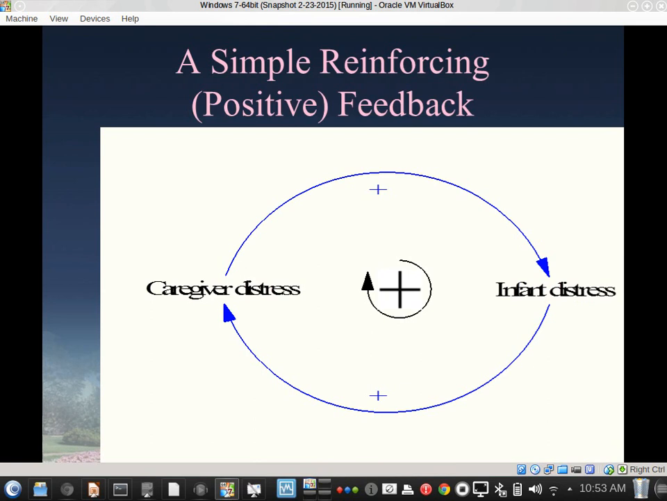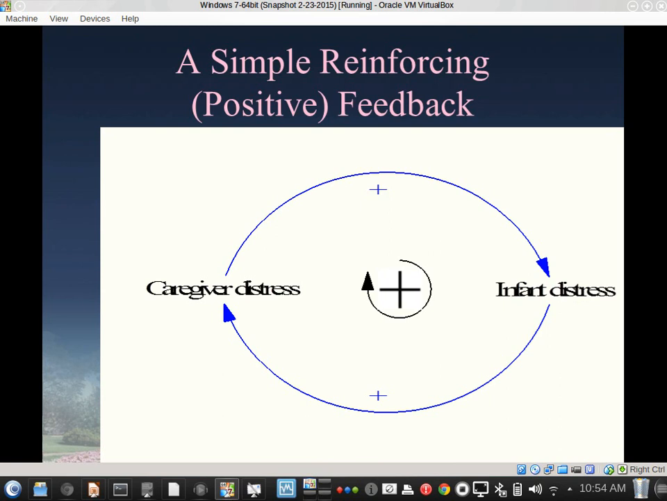So you might have some linkages here between caregiver distress and infant distress. And there can be a vicious cycle here in the absence of other factors. We'll see how we can elaborate this diagram to show regulatory components as well. But this is an example of what's called a feedback loop. It also exhibits features associated with causal loop diagrams more generally, like these linkages.